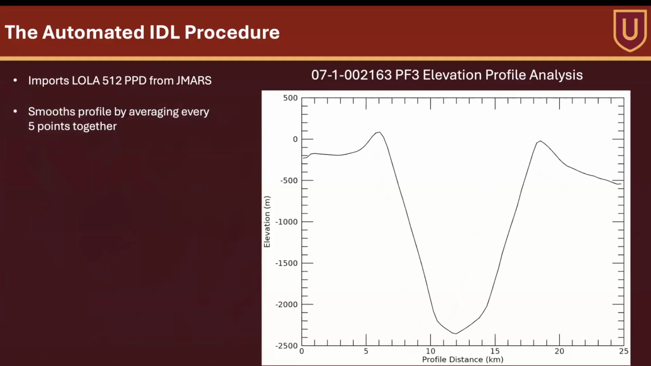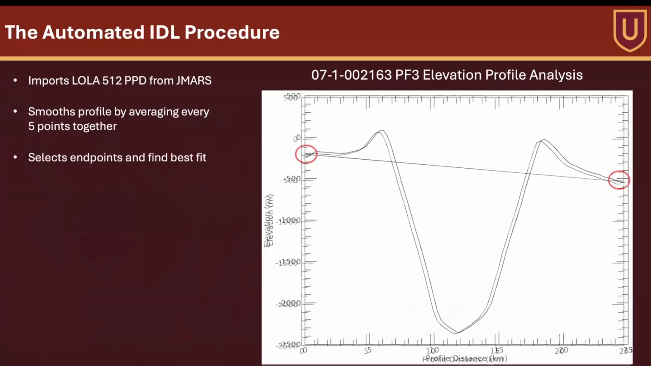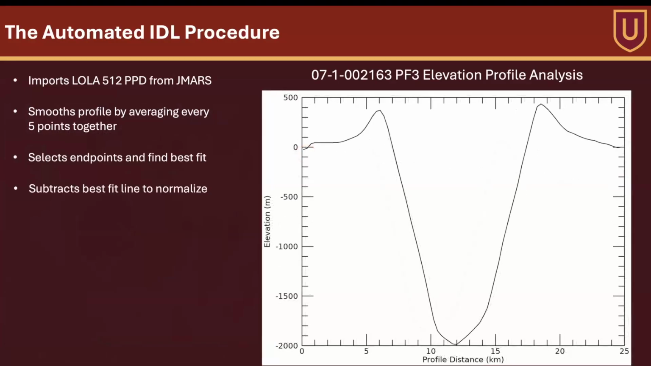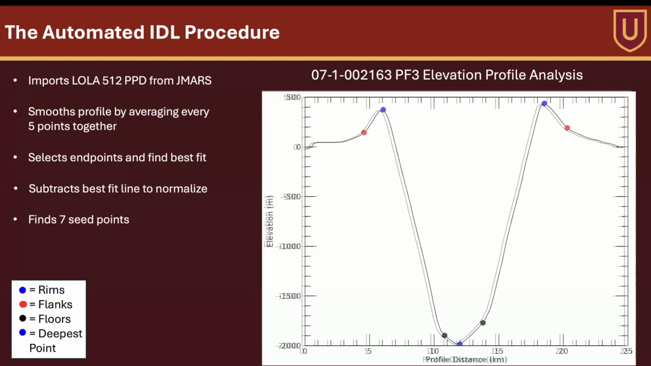Then we are smoothing the profile to reduce any lateral variations, so it makes it easier to find the points that we want to find initially. We do that by averaging every 5 points together, just to generally create a smoother picture. Then we are selecting the endpoints of the profile. This creates a best fit line that we use to normalize the crater, so we are reducing the pre-impact terrain factors and elevation factors for different craters on different parts of the moon.